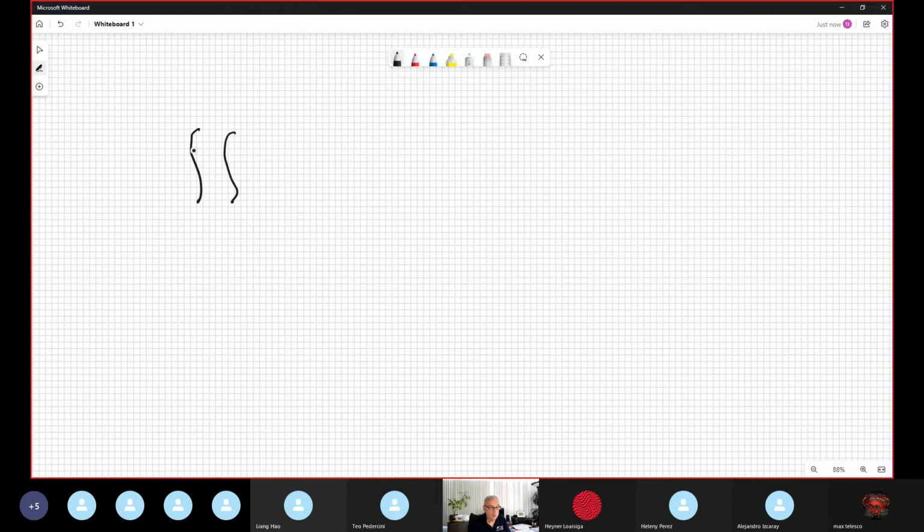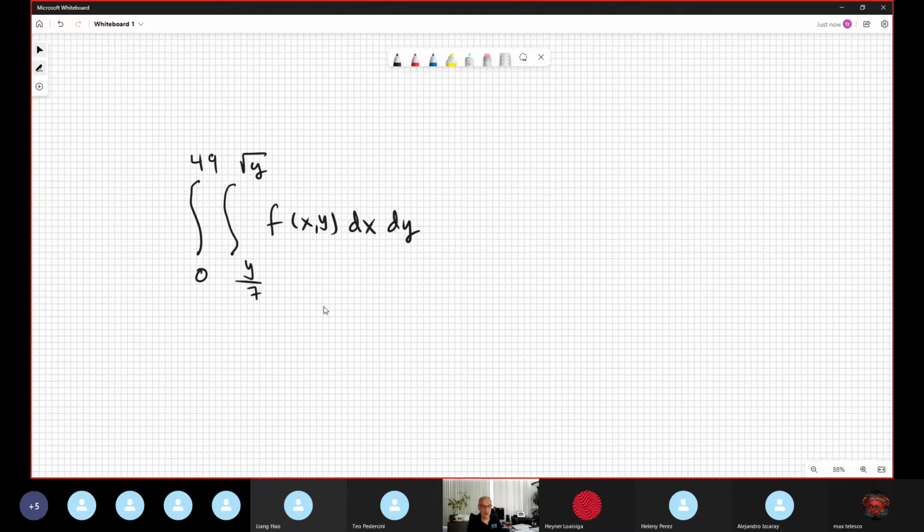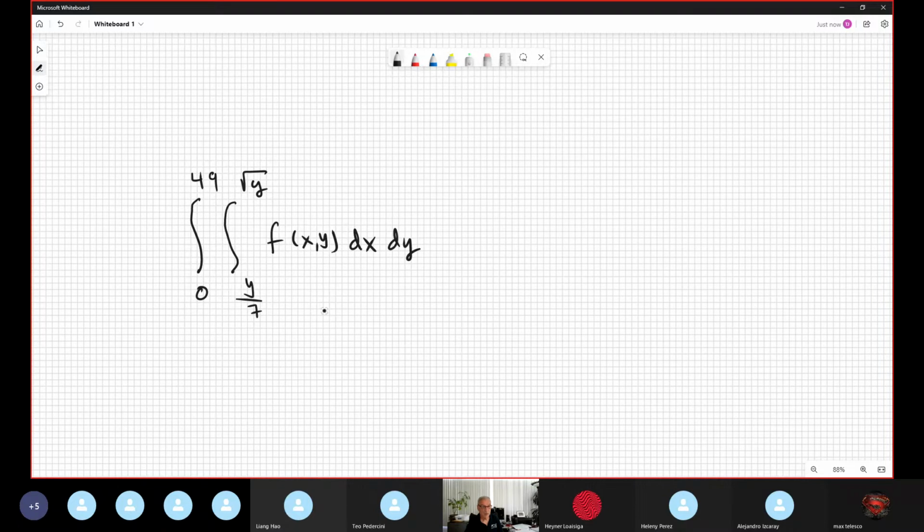Have this double integral, which is from 0 to 49, and y/7 and radical y of a hypothetical function. It's not important, so you don't need to compute this. You only need to understand how these students set up the integral and how you change the order. This is the typical idea: changing the order of integration.